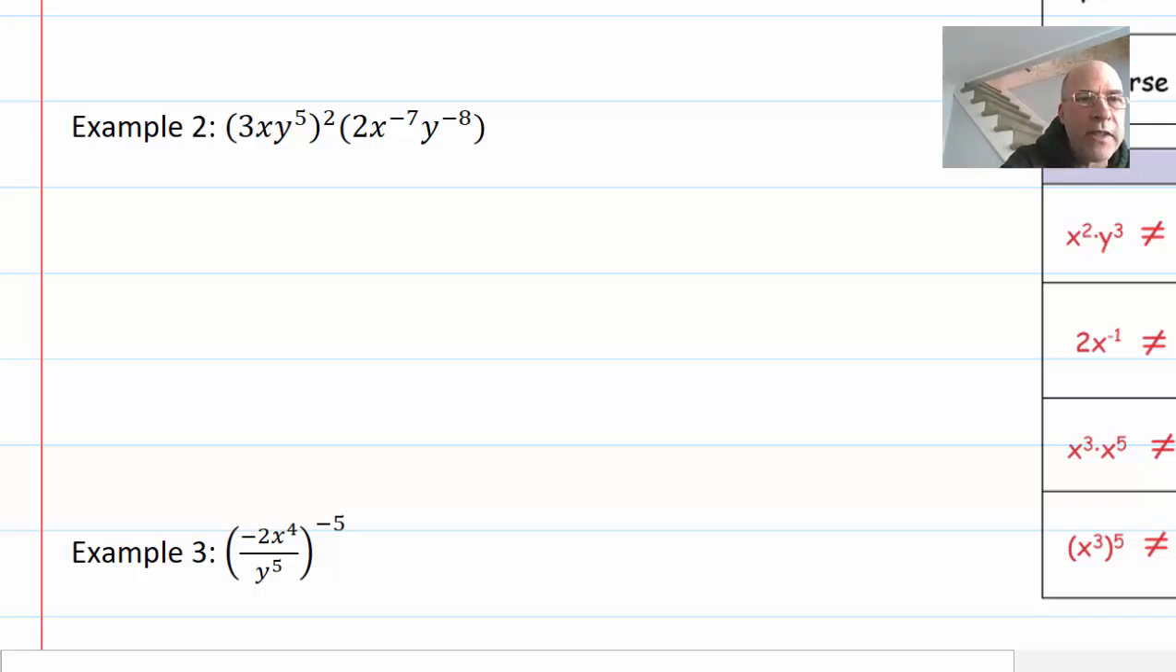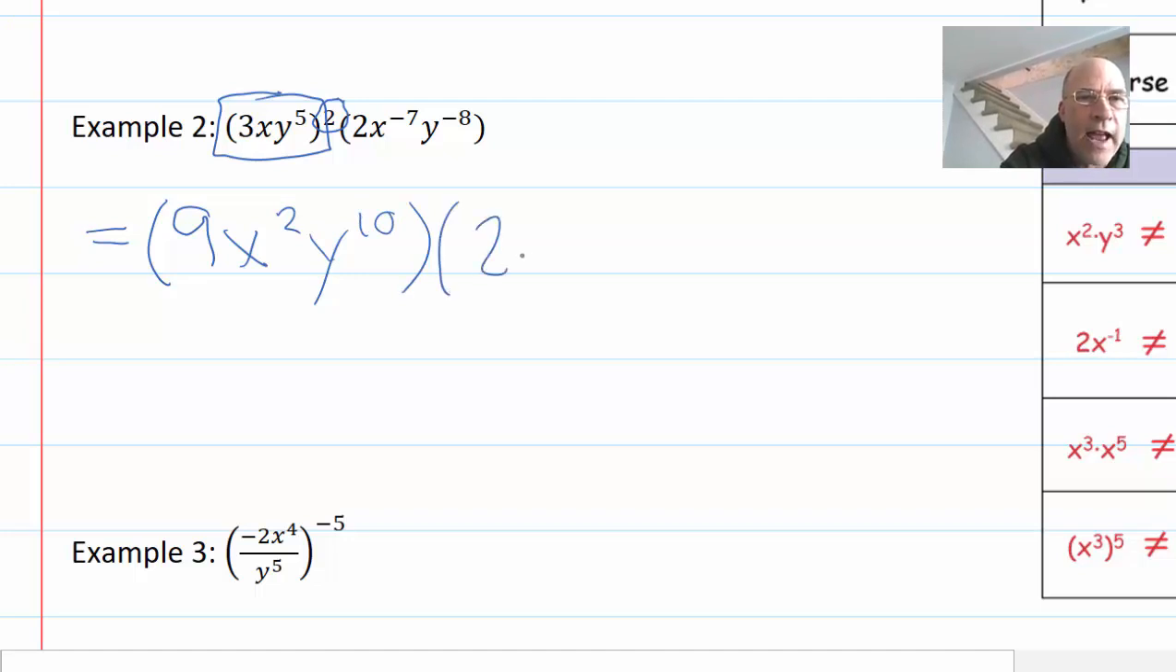Again, we're multiplying two expressions, but this time I do have a squared behind the first expression. According to the order of operations, I do need to square this first set of parentheses first, and I will square everything inside the parentheses. So I will have 3 squared, which is 9, x squared, so I have x squared, and y to the fifth being squared, that is y to the 10th power. The second set of parentheses does not have any kind of exponent on it. I'm just going to rewrite what I see.